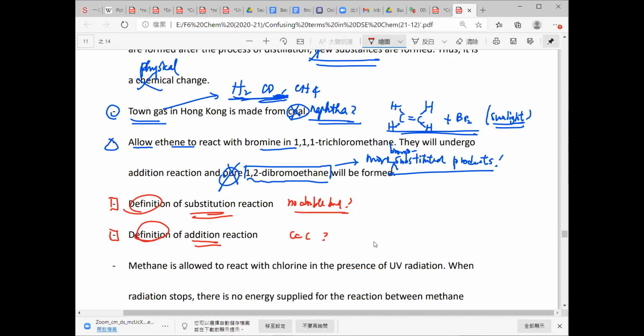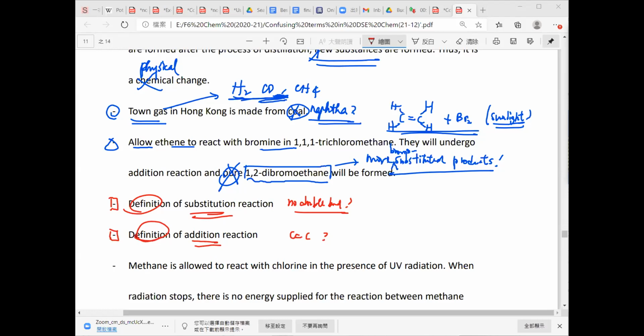Now take a look at the word definition. Definition of substitution reaction and addition reaction. Bookwork. Anyone who can tell? Yes, substitution reaction: a chemical reaction in which one functional group in the chemical compound is replaced by another functional group. Is it functional group? That may not necessarily be the case. Okay, so it depends on what type of substitution reaction you are talking about.